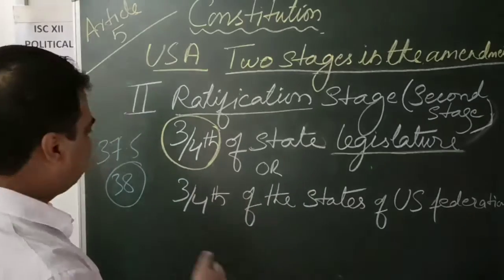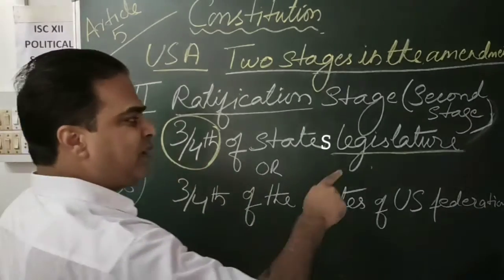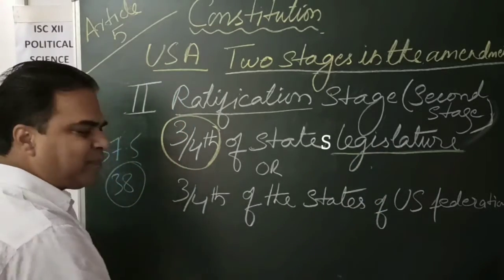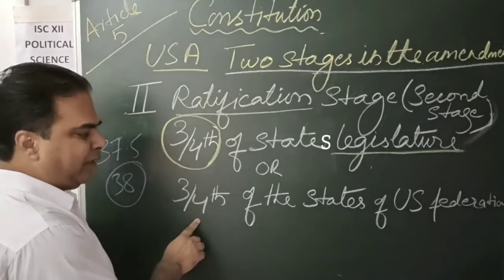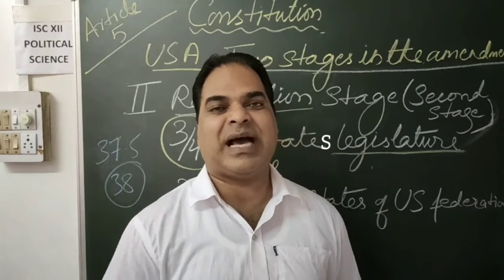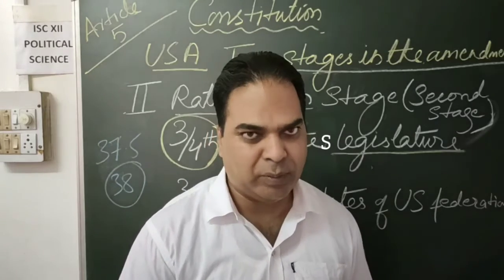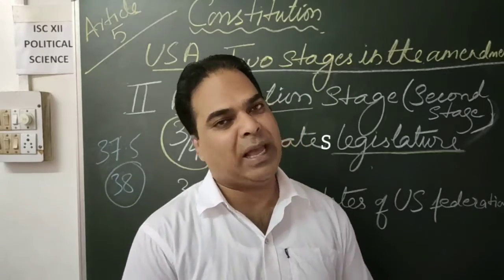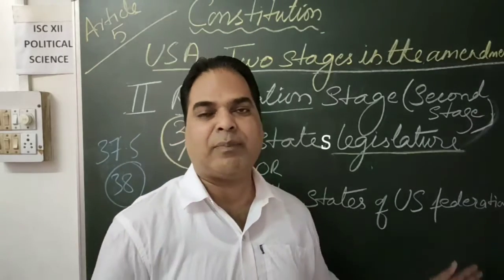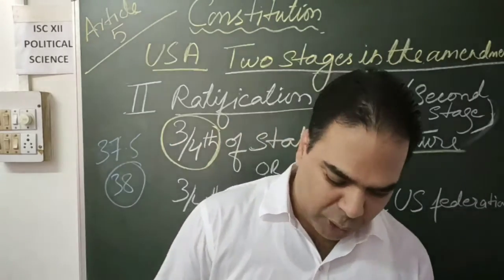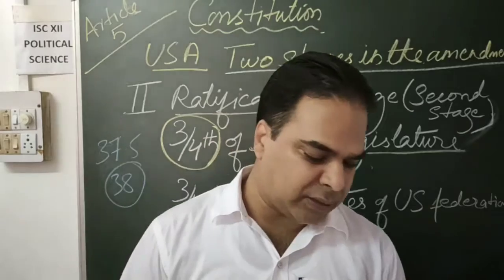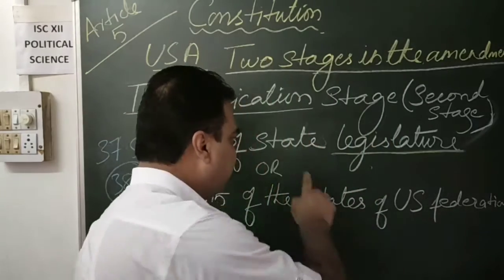How many states? 38. How many legislatures? Let me explain again. How many legislatures have to agree to it? 38. Now the same number 38 is applicable over here also. If 38 states, I'm not talking about legislature, if 38 states directly agree to approve or give consent to the amendment moved by the US Congress, then it is up to the US Congress to decide which one to accept, either this one or this one.